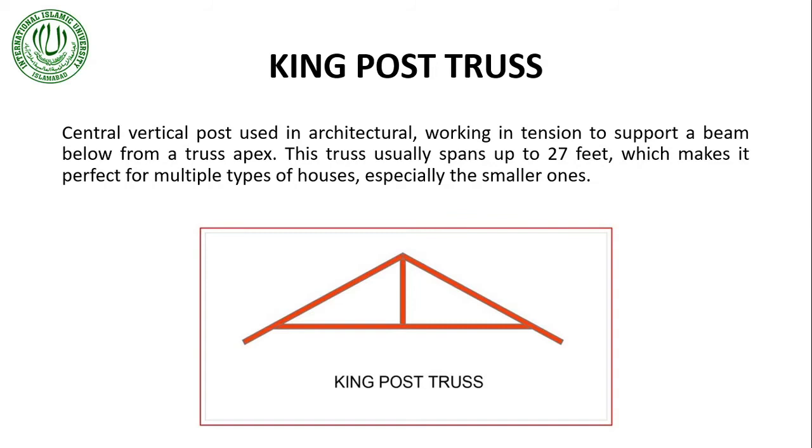So this truss usually spans up to 27 feet, which makes it perfect for multiple types of houses, especially smaller ones, because we can use only one king post truss to cover the entire area of a house.